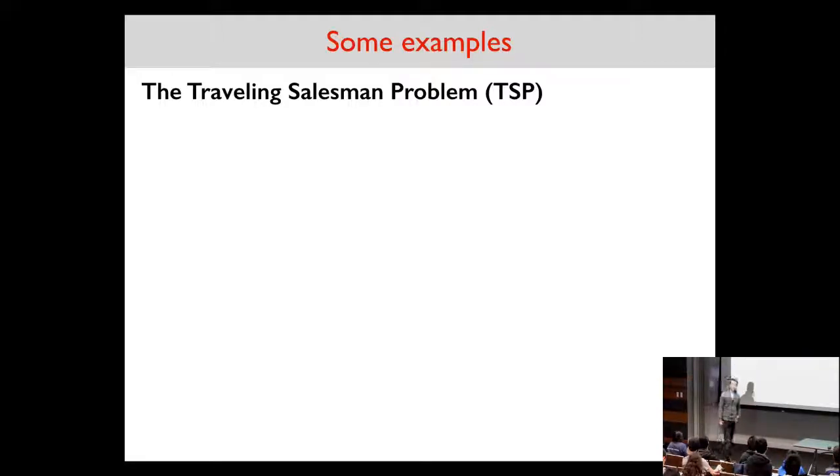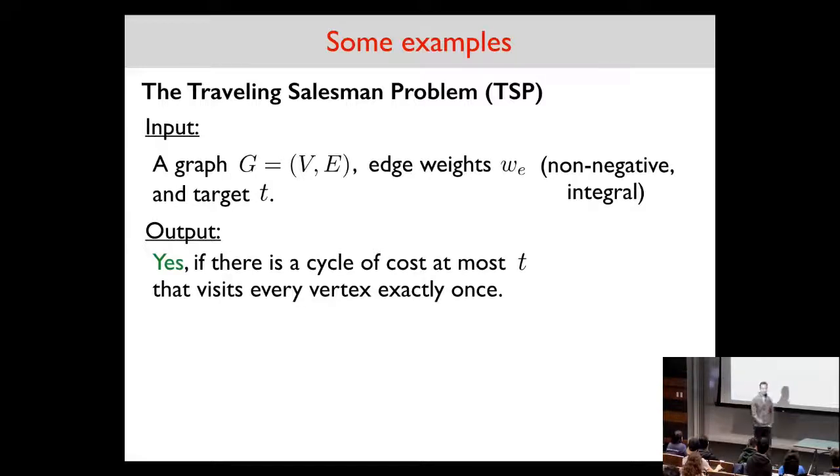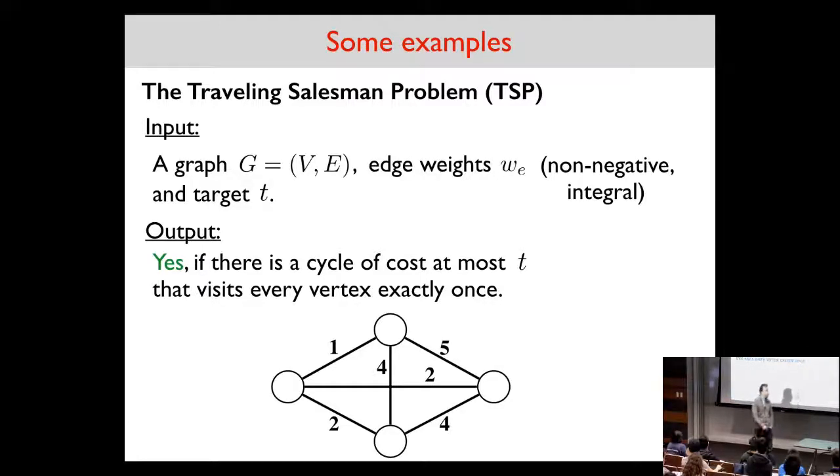Here's another very famous problem, the traveling salesman problem, or TSP in short. Here you're given some graph, G, and each edge on the graph has some weight, W sub E, non-negative integral, and some target integer T. And the goal is basically to output yes if there is a cycle in this graph of cost at most T that visits every vertex exactly once. Okay? So, for example, maybe this is your graph. You have your edge weights.